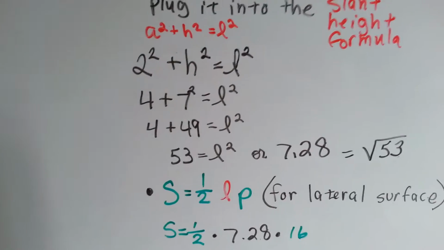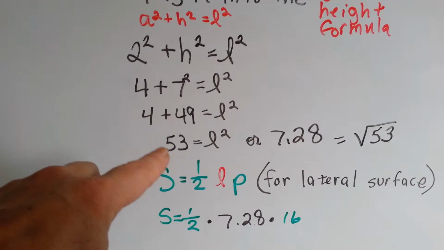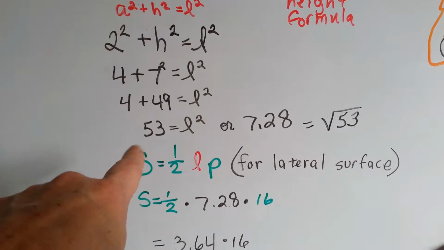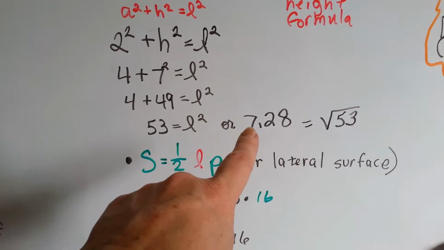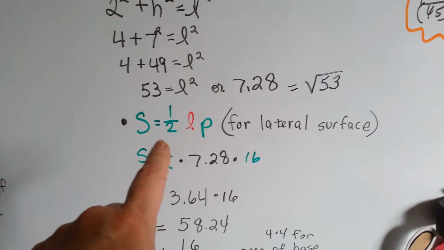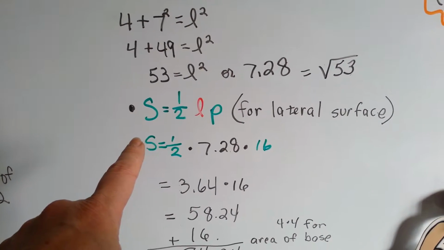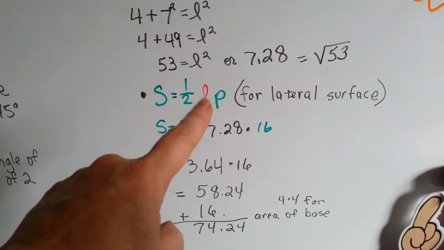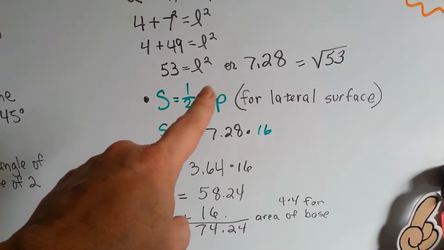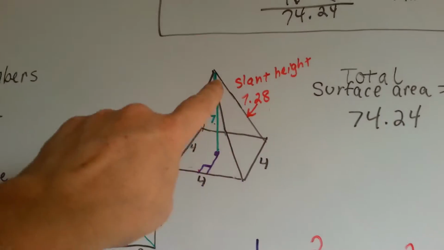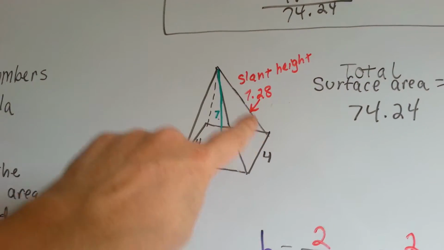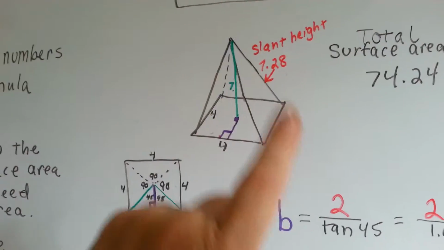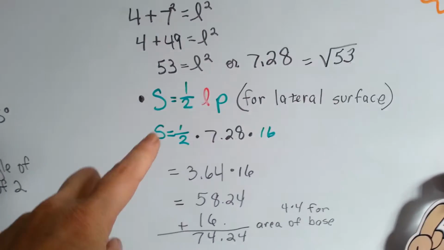See that? Adding the 4 plus the 49, we get 53, and we know that this L squared is 53. The square root of 53 is 7.28. Now we can plug it into this for the lateral surface. So we've got 7.28 as our red L, our slant height. So our slant height right here is 7.28. The regular height is 7, but the slant height is 7.28. Big difference.